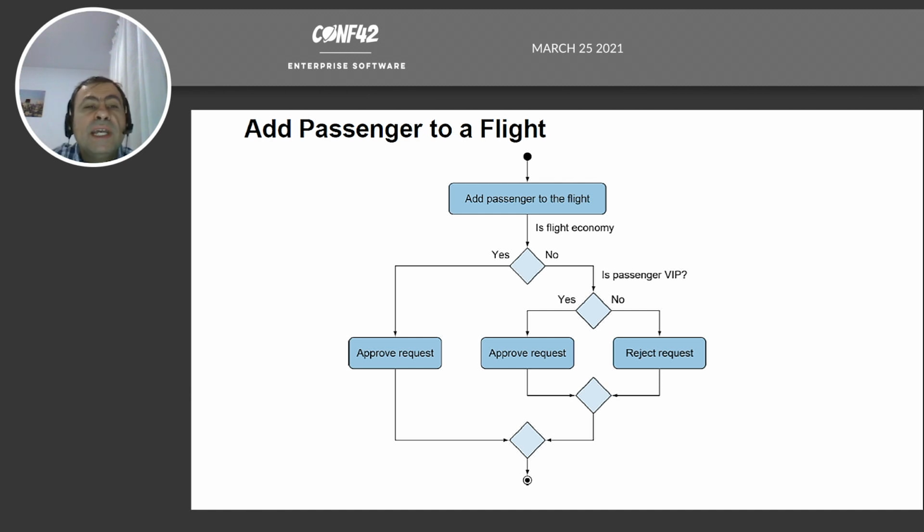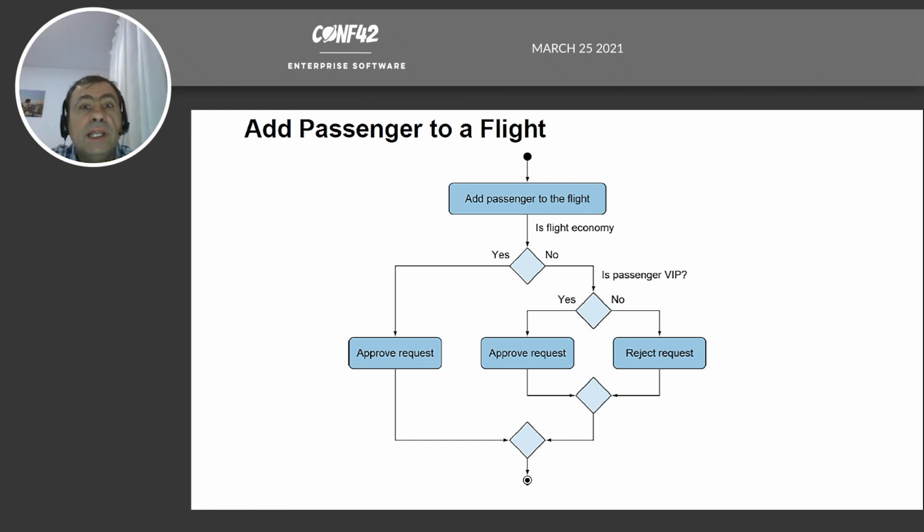We are going to present some scenario here about adding the passenger to a flight. We say here that if the flight is economy, we are going to approve the request so everyone can join the economy flight. Otherwise, if it is not an economy flight, and this means it is a business flight, then we have to look at the fact that the passenger is a VIP or not. And we can allow the passenger to join a flight only if it is a VIP, if the flight is business. Otherwise, we are going to reject the request. So if we have a regular passenger, he or she cannot join the business flight. And this is part of our business logic.